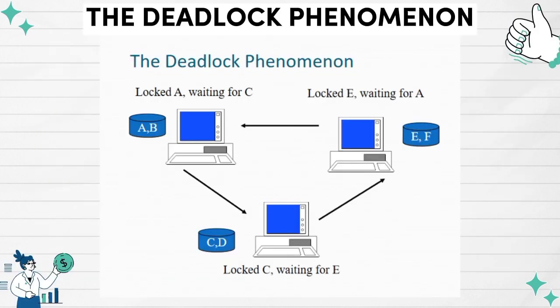As you can see dito sa illustration na to, it illustrates three sites and their mutual data needs. Notice that site 1 has requested and locked data A and is waiting for the removal of the lock on data C to complete its transactions. And site 2 has a lock on C and is waiting for E. And finally, yung site 3 has a lock on E and is waiting for A.